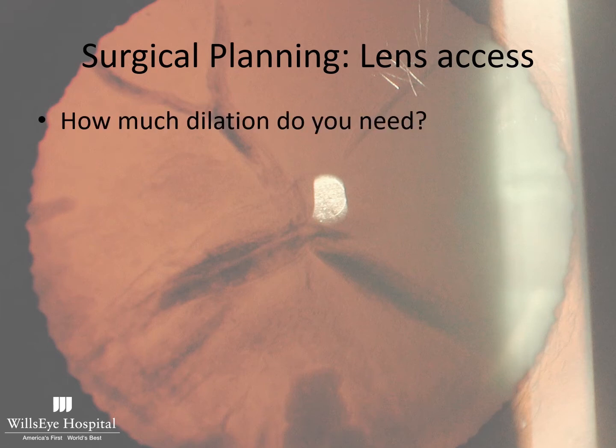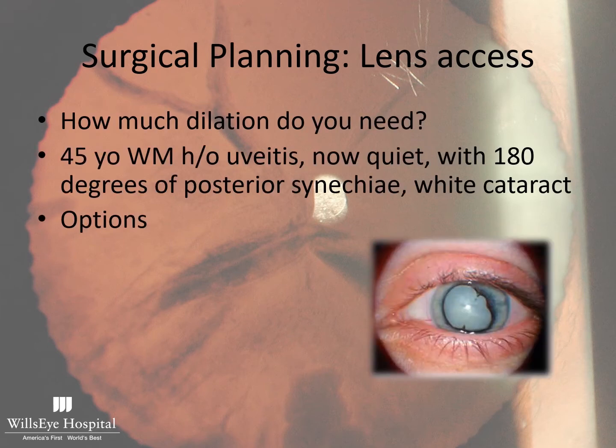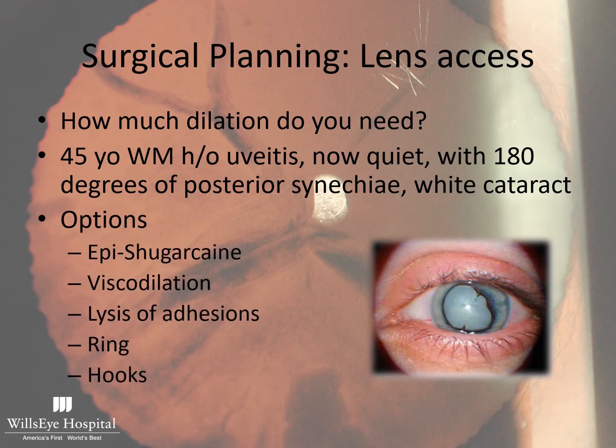And then accessing the lens, you need to think about dilation. In this patient, a 45-year-old male with a history of uveitis, intumescent white cataract with 180 degrees of synechiae, what do you think about here? Definitely want to use epi-Shugarcaine and viscodilate. You can lace these adhesions with the viscoelastic cannula.